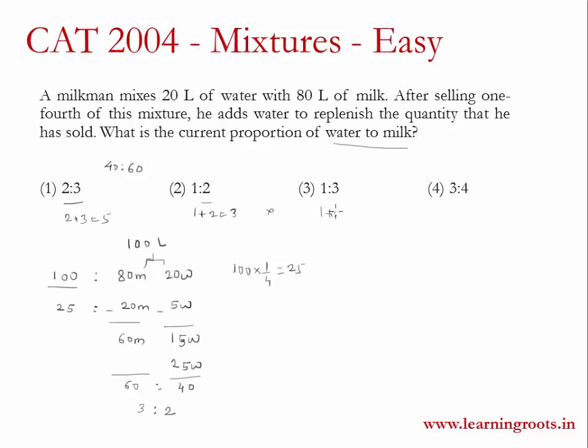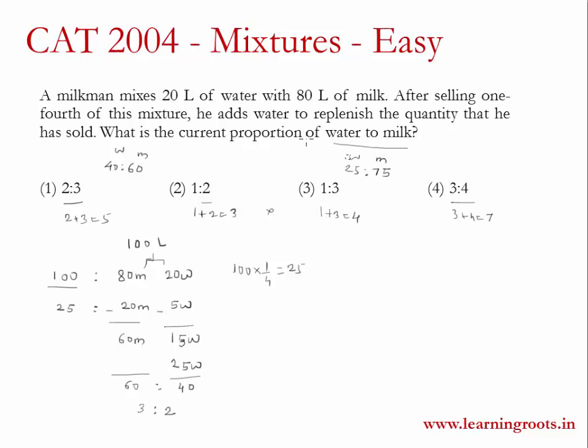1:3, so 1 plus 3 will be equal to 4. Now this is possible because 100 when divided by 4 gives you remainder 0. So if this is the answer, then the absolute amounts would be 25:75, and this will be 3 plus 4, 7, which again doesn't divide 100 completely. So either the answer is 2:3 or 1:3, and this is the ratio of water to milk.